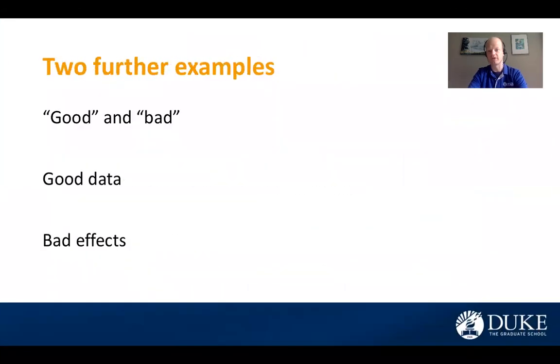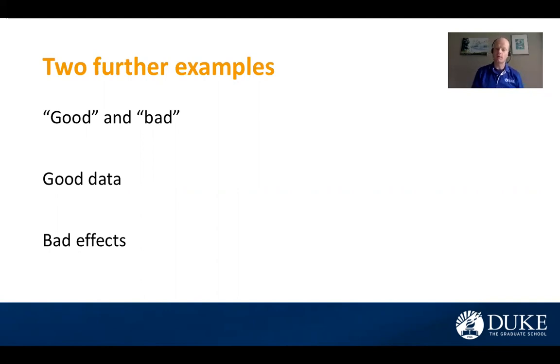Two other examples I just want to briefly show are good and bad. And this is something I discuss with students frequently. That is, some students might use the phrase good data or bad effects. Now, on face value, you might say, what's wrong here? What might not be as accurate or as academic is that there are many ways that something could be good or bad, right? So if you're talking about good data, why might it be good data?